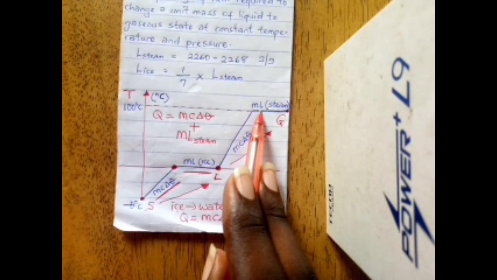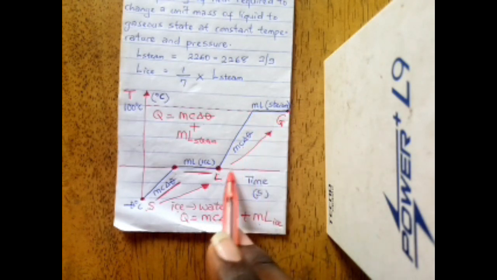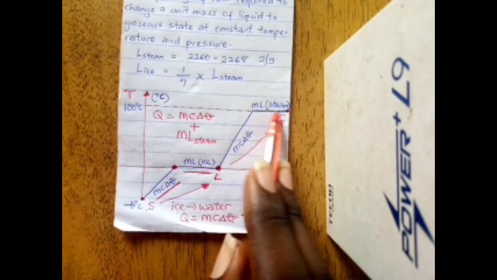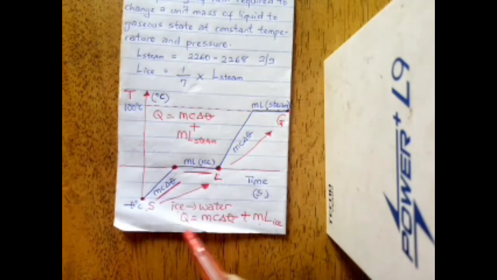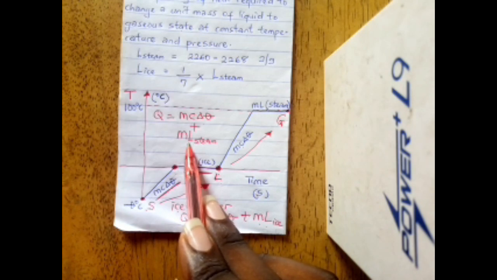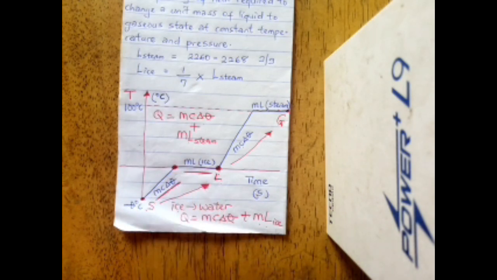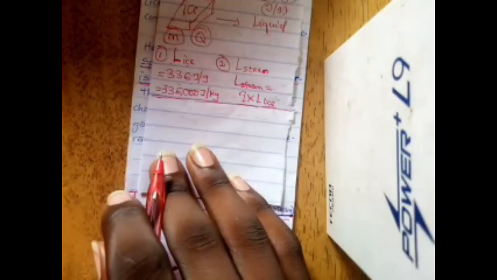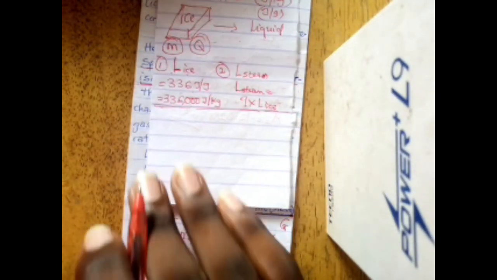Now, plus the heat required to change the state from liquid to gaseous, which is ml steam. So from these equations now, we can determine our specific latent heat of fusion, and we can determine our specific latent heat of vaporization, provided we are given the energy supplied or the energy required to convert the states of the substance here.